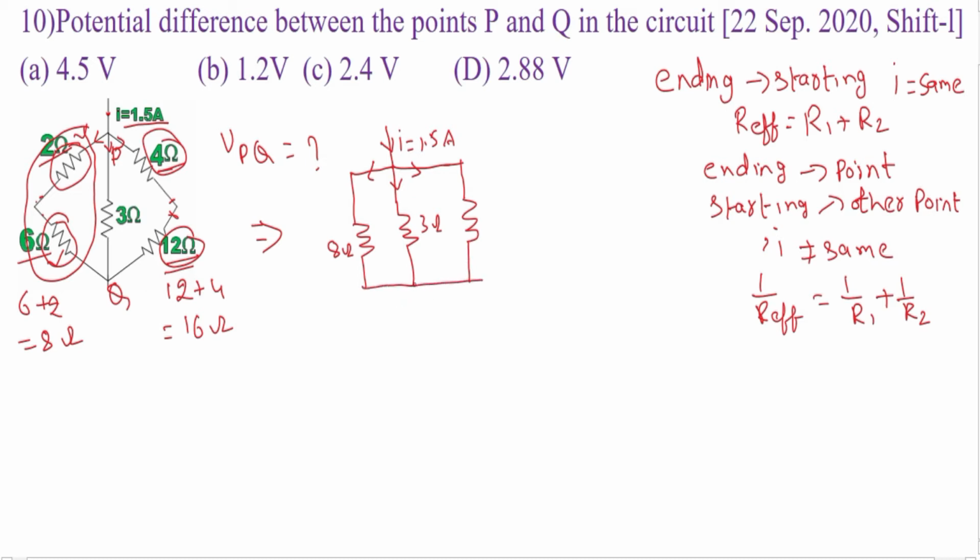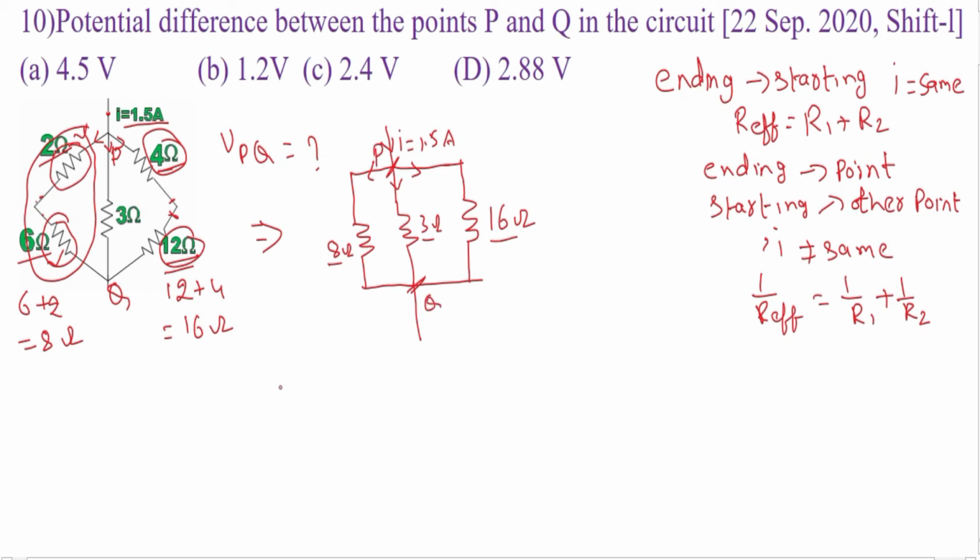Now if you see these three, that is 8 ohm, 3 ohm and 16 ohm, what happened? The startings of these three are connected to this point. Similarly, the endings of these three are connected to this point. And the currents flowing through this 8 ohm, 3 ohm and 16 ohm are not equal. That means these three resistors are connected in parallel. This is my P point, this is my Q point.